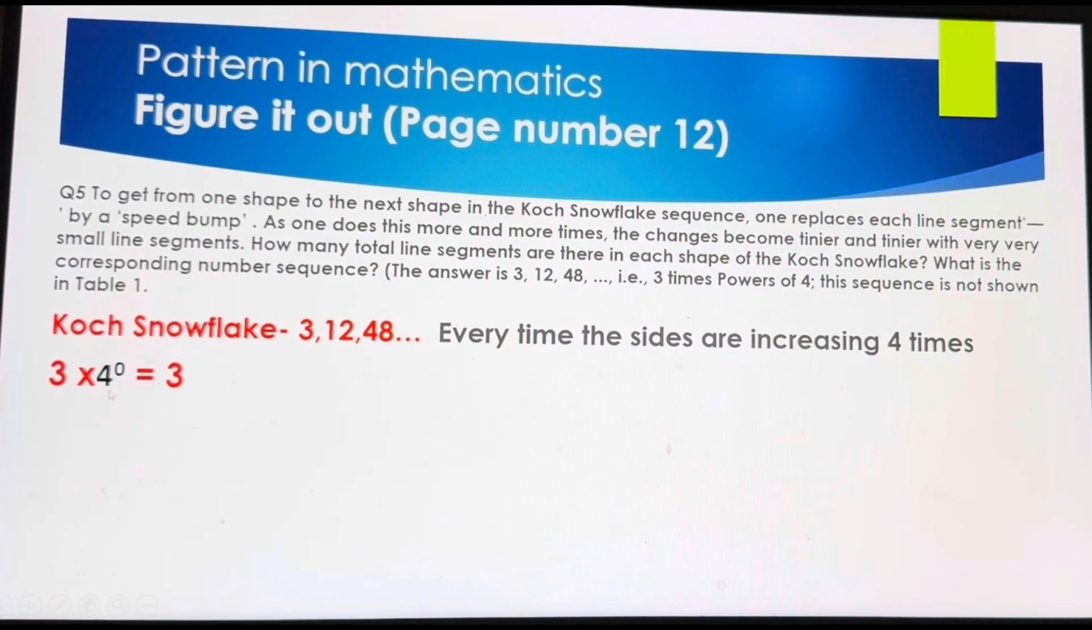So I'll explain this. 4 to the power 0 is 1. So 3 ones are 3. The next is 3 into 4 to the power 1. So 4 to the power 1 means 4. So 3 fours are 12. Then 3 into 4 square. 4 square means 4 to the power 2, which means 4 into 4. You have to multiply 4 by itself. So 4 fours are 16 and into 3 gives you 16 threes are 48. Similarly 4 cube. 4 cube means 4 into 4 into 4. That is 64 and 64 into 3 gives you 192.